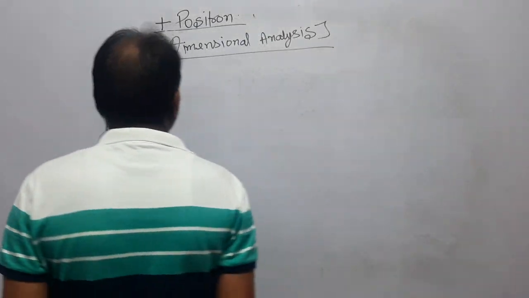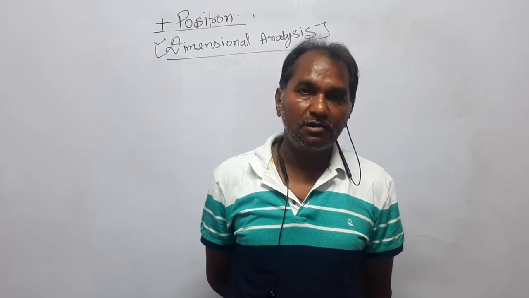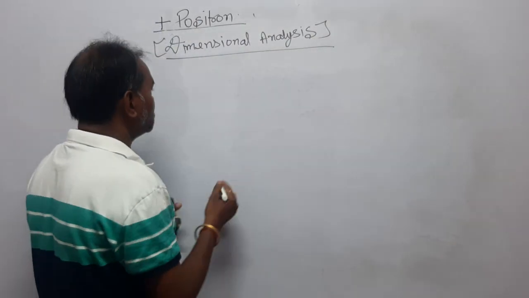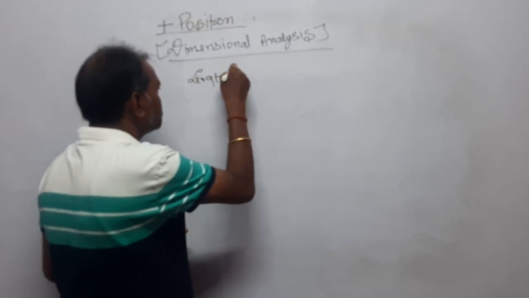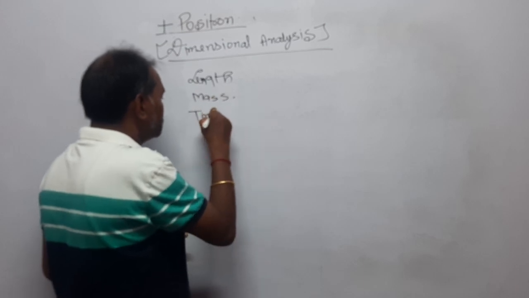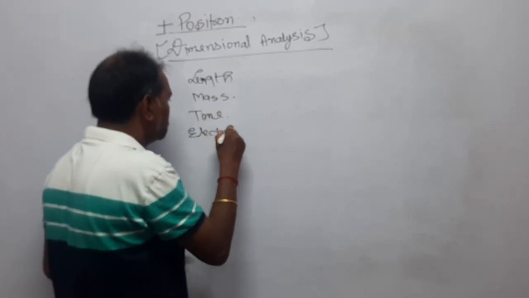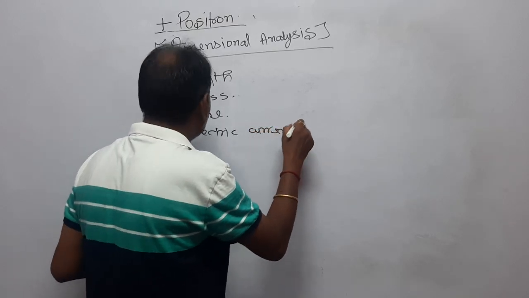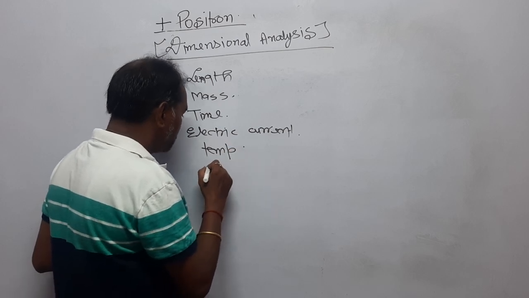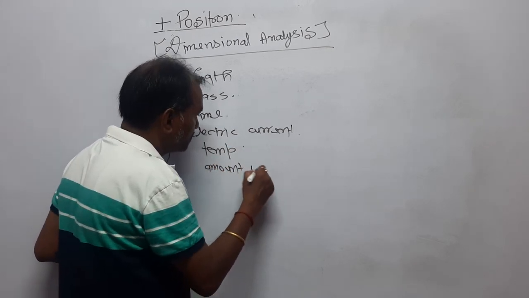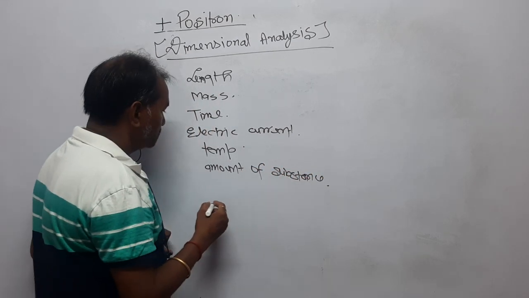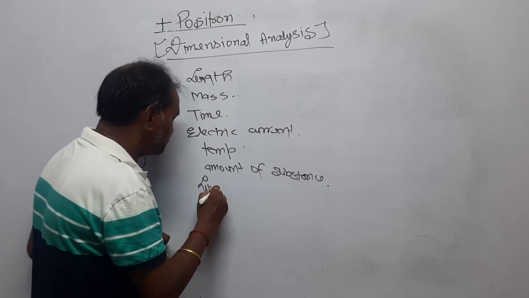Now, dear students, today's topic is dimensional analysis. The question is, what are the dimensions? You know the fundamental quantities. The first one is length. Second one is mass, time, electric current, then temperature, amount of substance, and the last one is luminous intensity.